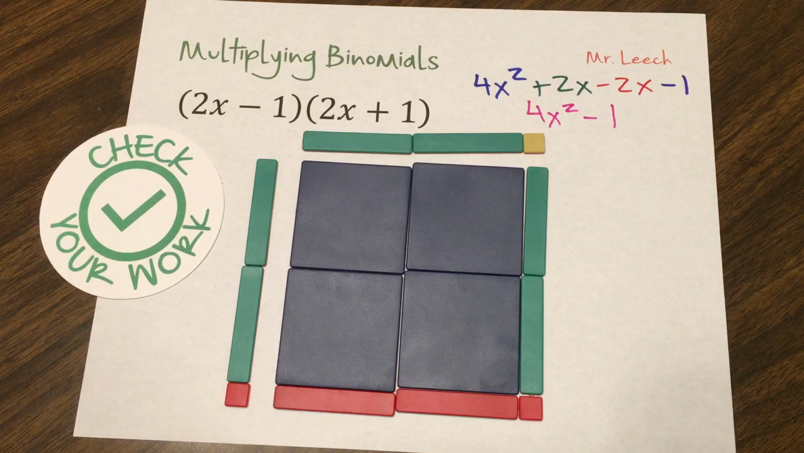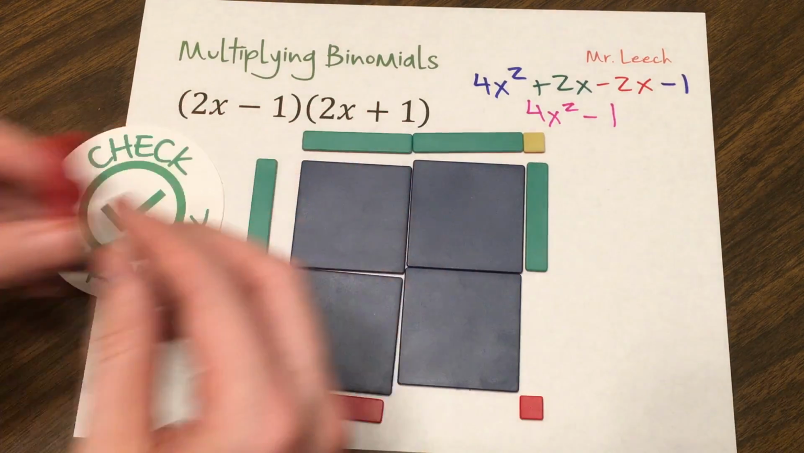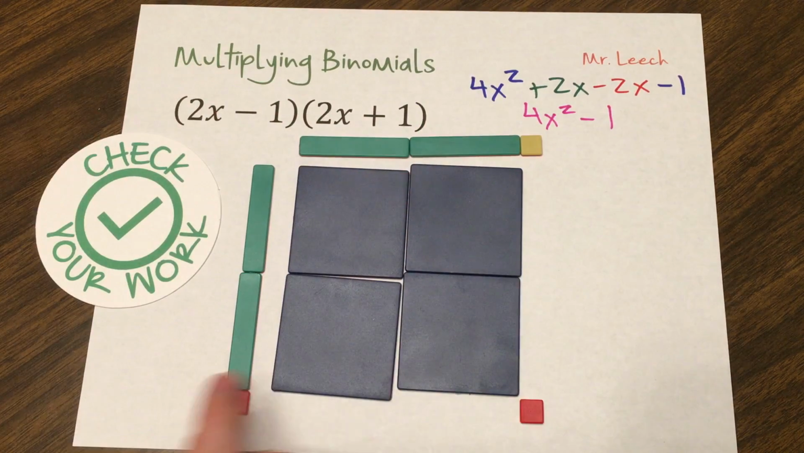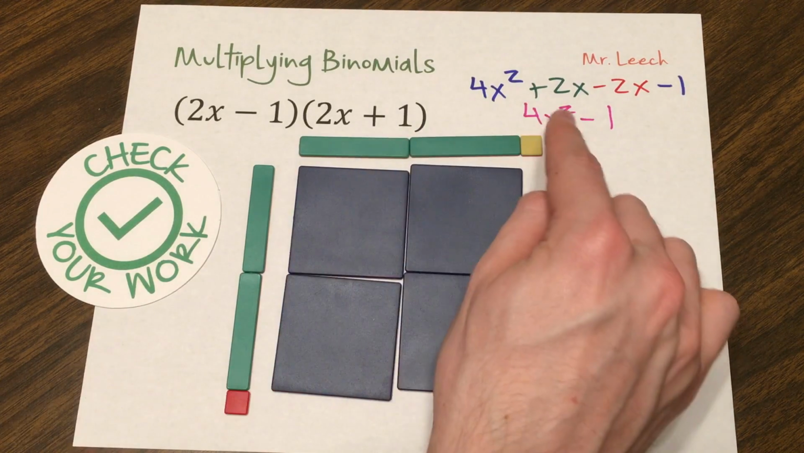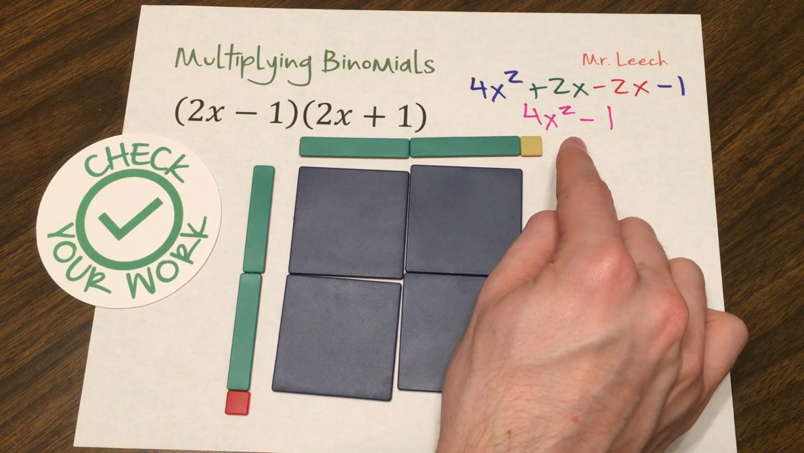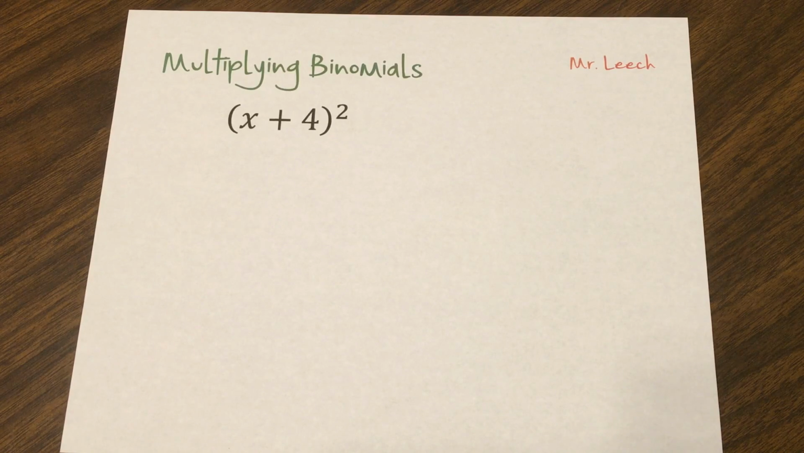If you want to see this happen with the algebra tiles, remember, this x and this positive x, they cancel to 0. This x and this positive x, they cancel to 0, and we're left with 4x squared minus 1. It is notable that this is a perfect square and this is a perfect square separated by a minus. You're going to see me talk about something very similar to this in the next video about factoring. I want to see what you would do with something like this. x plus 4 quantity squared. Give it a second and think about it.